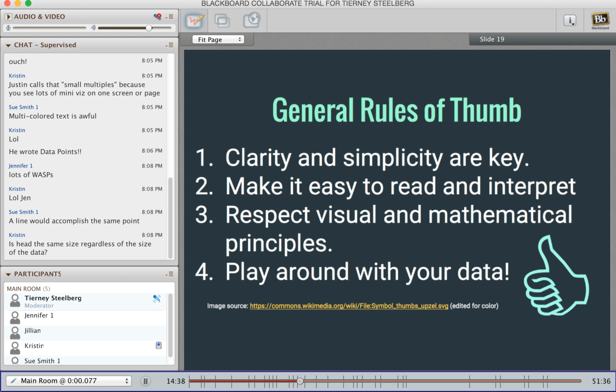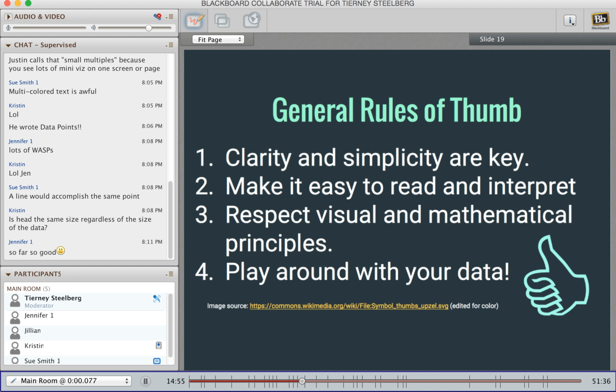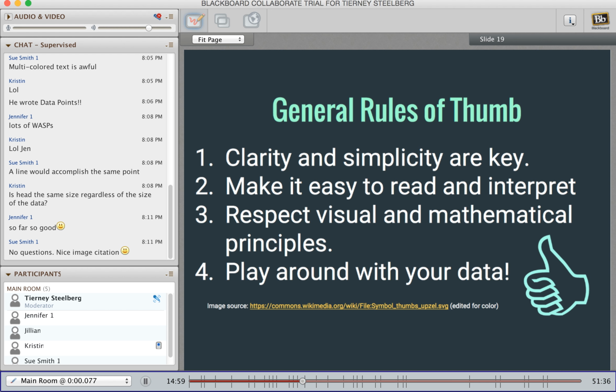Do you have any questions so far? Let me know in the chat if you do, or you can let me know if you have no questions. Great. Jennifer says, so far so good. Susan says, no questions. Nice image citations. Thank you. I learned that from Kristen.